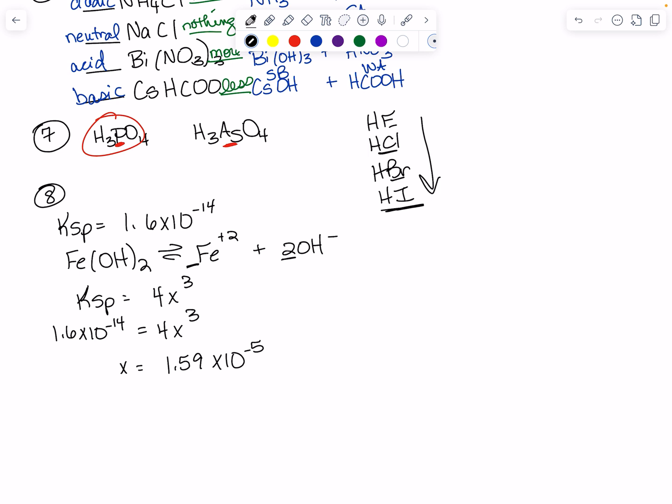That's molar solubility, which is moles per liter. But the question said, what's the solubility? That means you have to go from moles to grams. So you need the molar mass of iron 2 hydroxide, which is 89.87 grams per mole. And you get 1.43 times 10 to the minus 3 grams per liter.